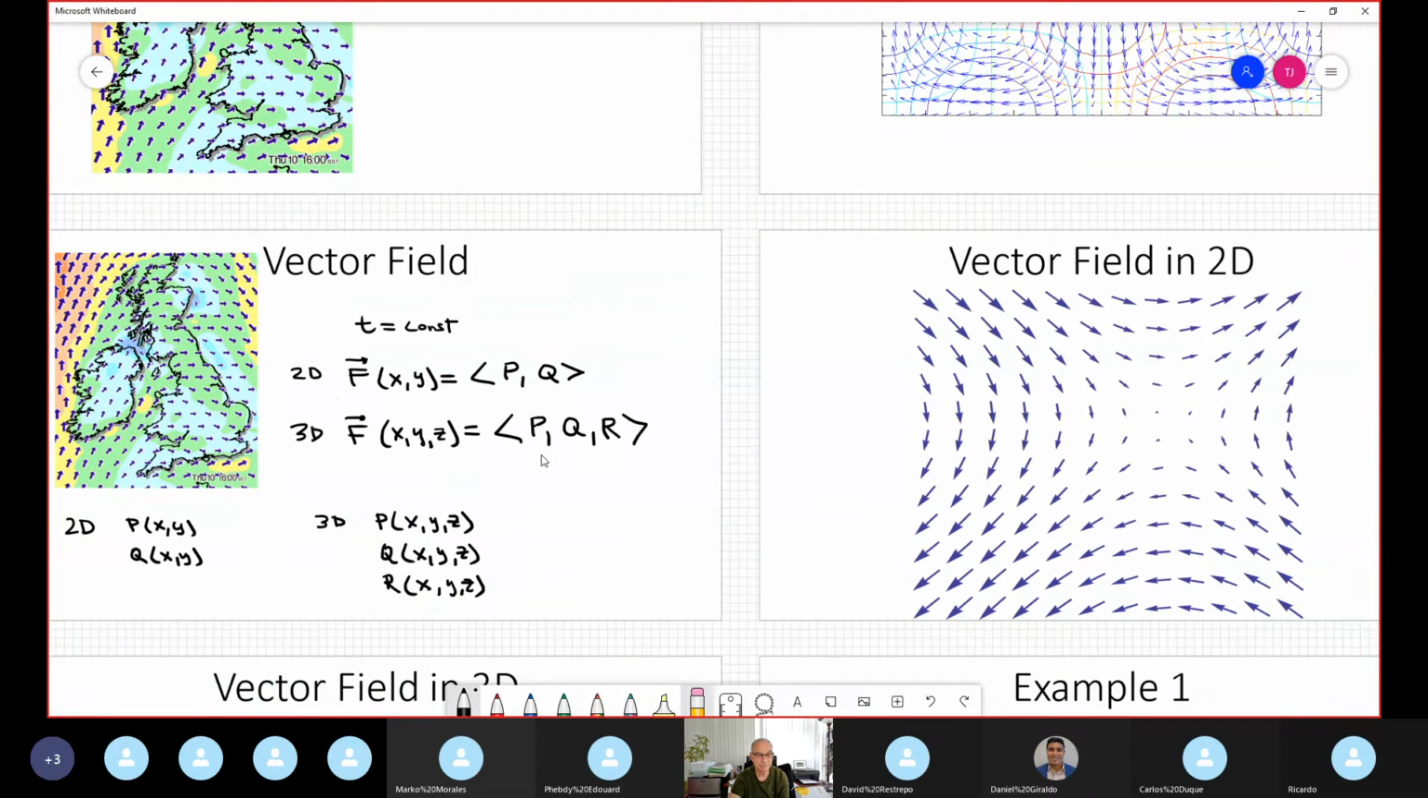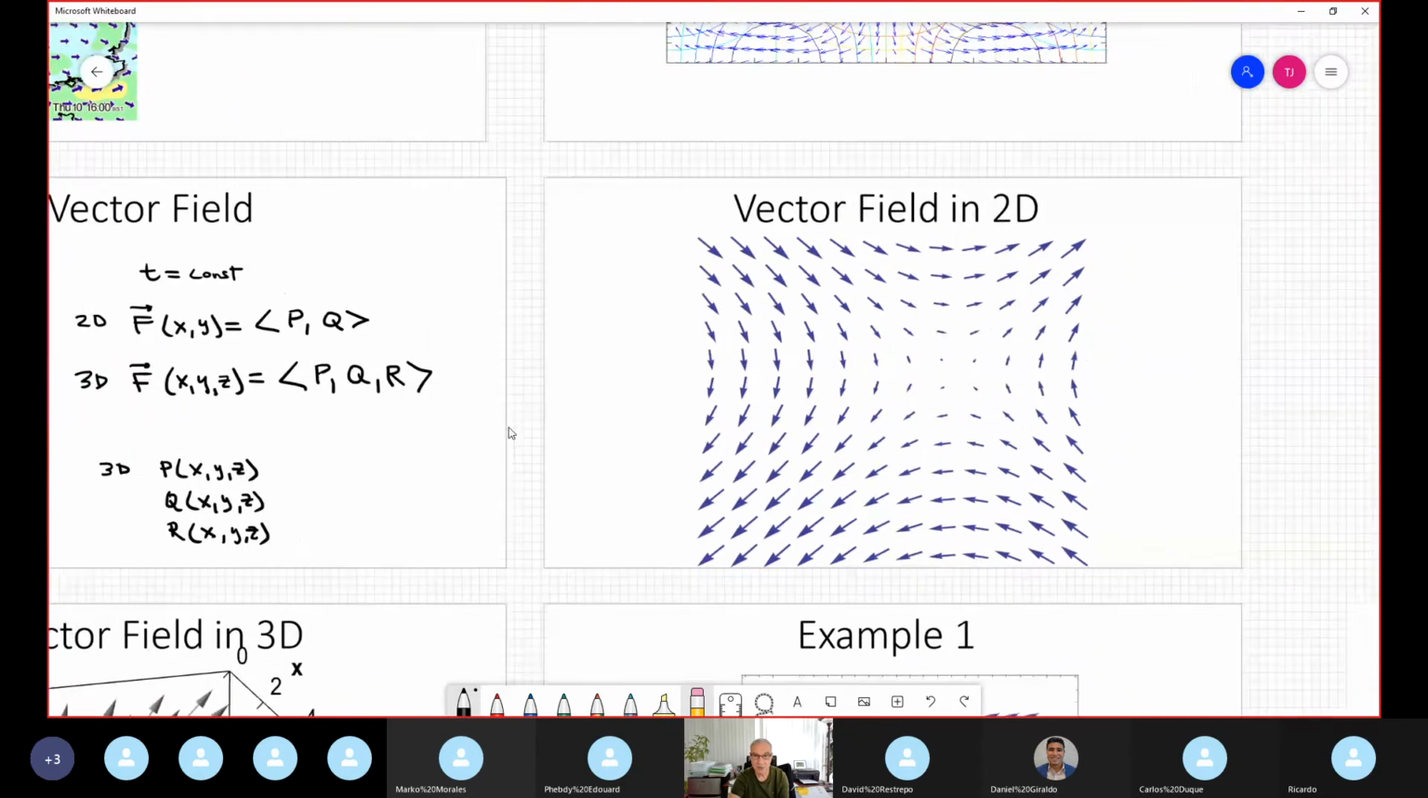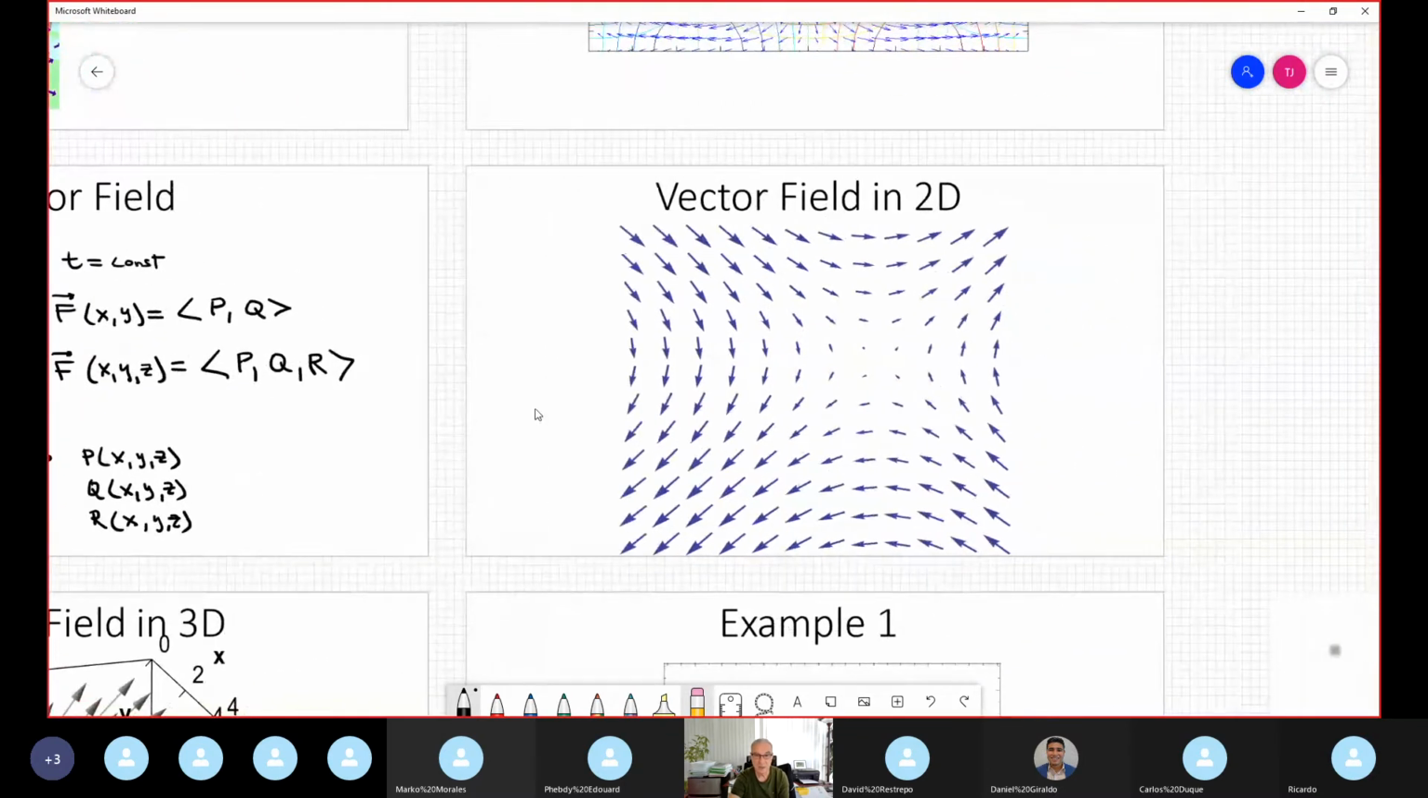And the function normally we call PQ. P is the component in i, Q is the component in j, and for PQR, we add one extra component, R, which is the component in k, so on the z-axis in 3D. And everything is a function of two variables or three variables. Okay? And so I try to illustrate, wow, what the hell is that? It's a vector field in 2D.